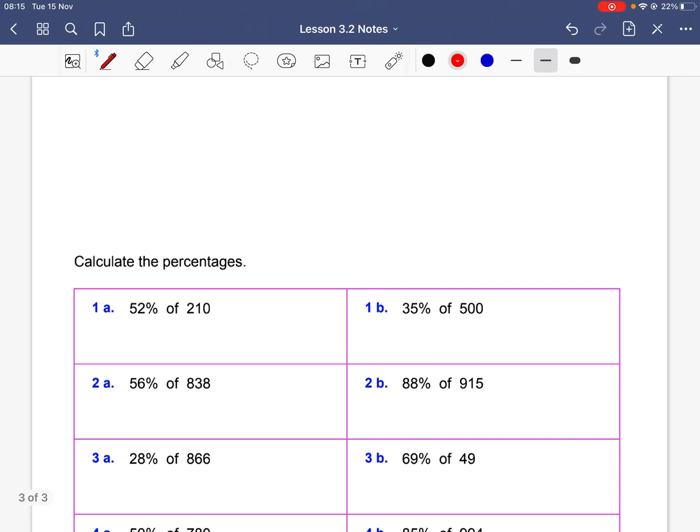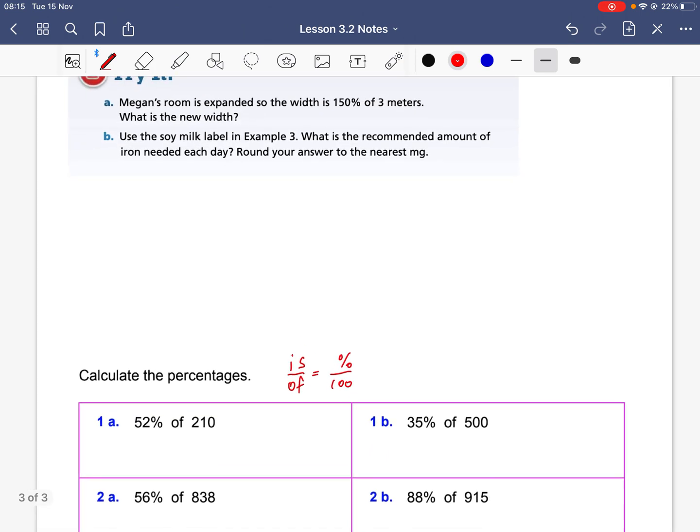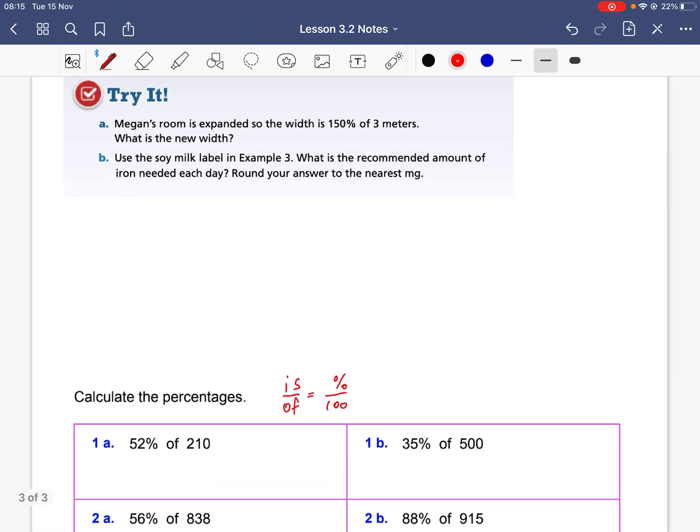All right, I'm going to go ahead and have you do the try it, and then calculate the percentages here. So remember, for these questions here, you just need to remember is over of equals the percent out of 100. Okay? So you can go ahead and work on those, and then I'll just pause the video, and then you can check your answers.